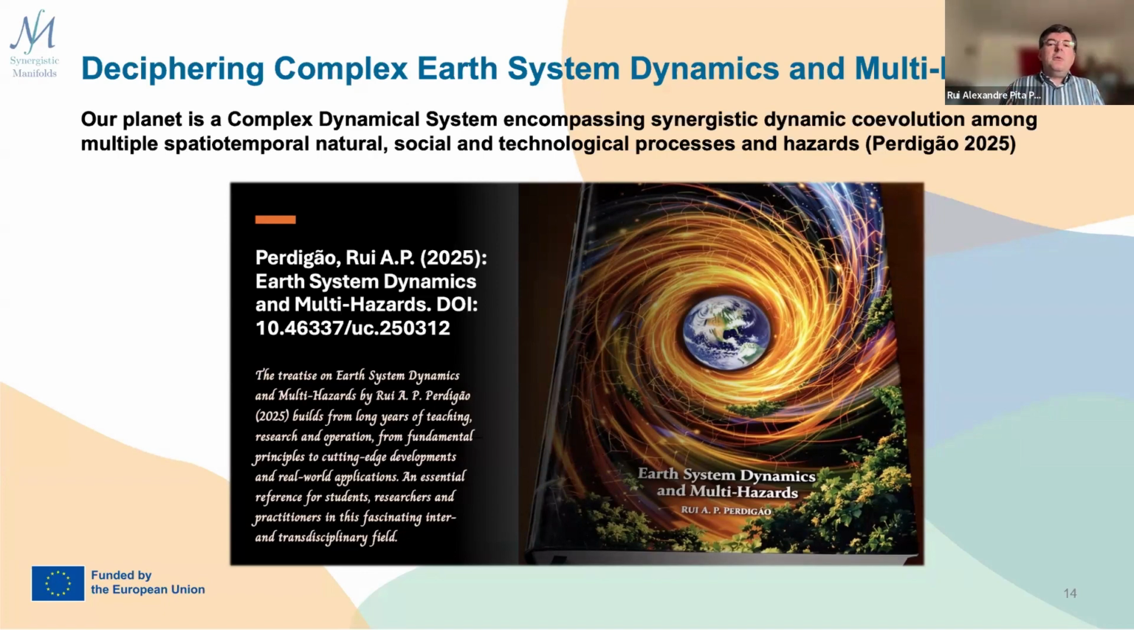Because our planet is a complex dynamical system, everything is interacting with everything. Nature, society, technology, our built infrastructure is very important. How can I make a climate projection for 100 years if I don't know what is going to be happening in terms of building, in terms of channeling, in terms of adapting our terrain and our oceans and our atmosphere and even space, even the presence of material in space.